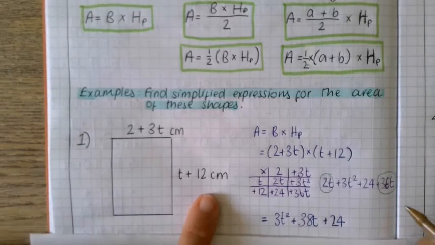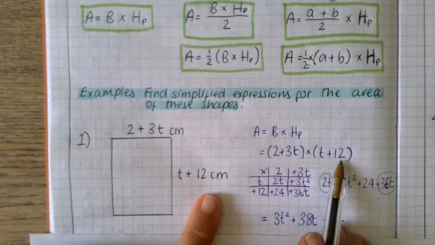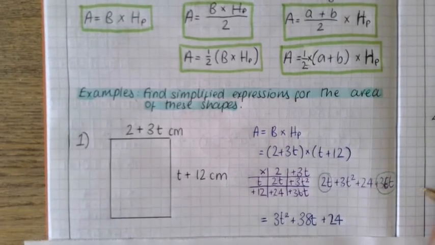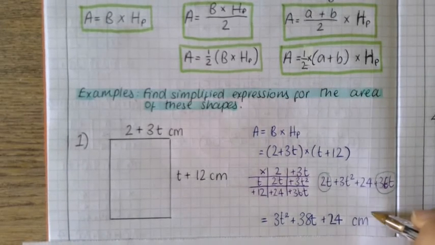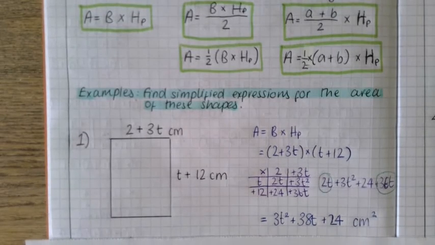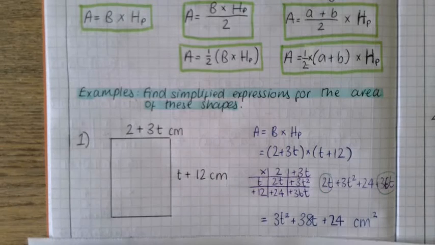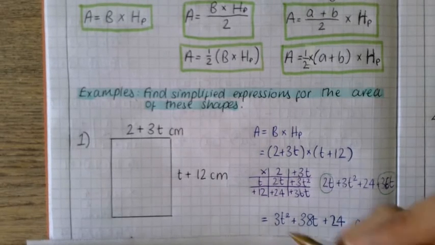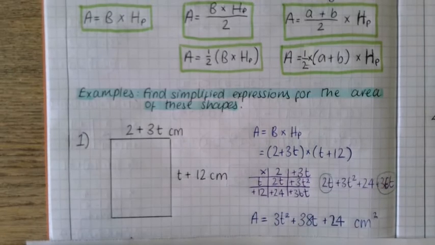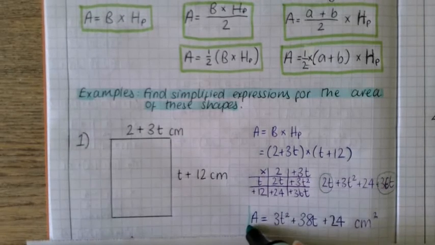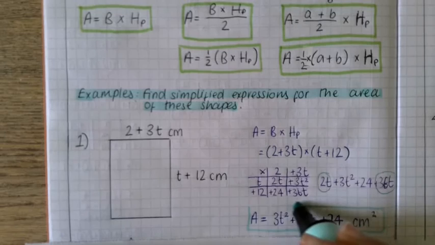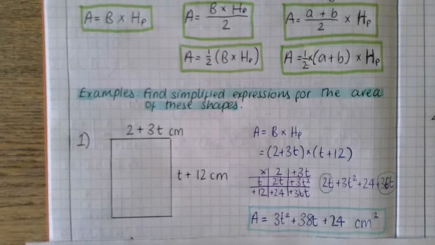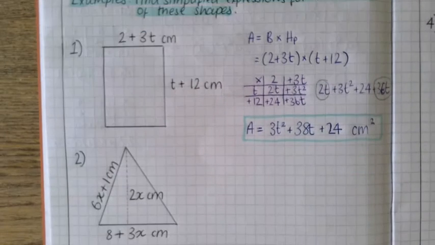And all of this, well, this length was in centimetres, this length was in centimetres, so my units for the area will be centimetres squared. So my final answer for the area of this rectangle is 3t squared plus 38t plus 24 centimetres squared. The next example will be a triangle.